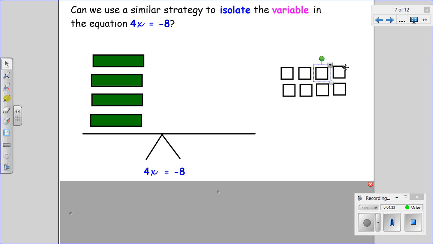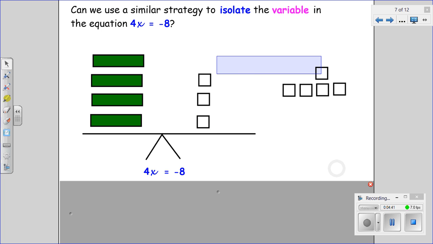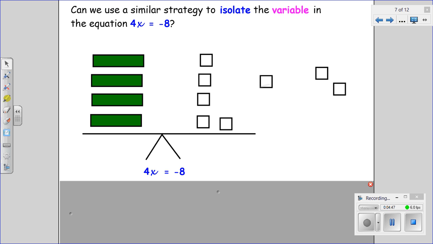Let's move them on. I'm going to line them up with the tiles on the left with the x's. I'm giving one of each of my 8 tiles to each x. And I'm going to give one of them to each x again. If I want to get x all by itself, I want to make each x have the same value.